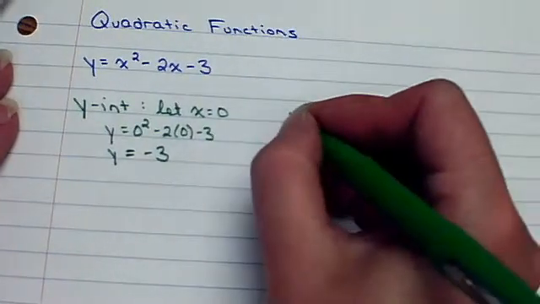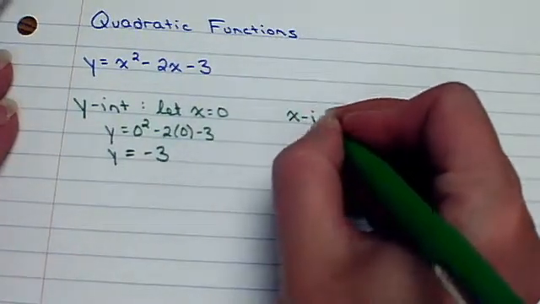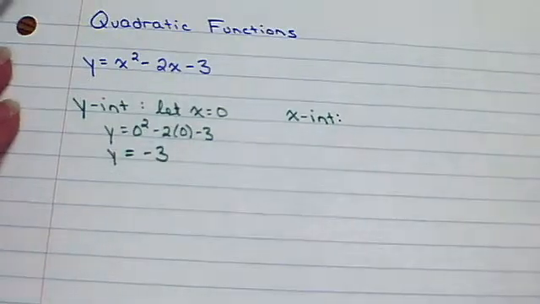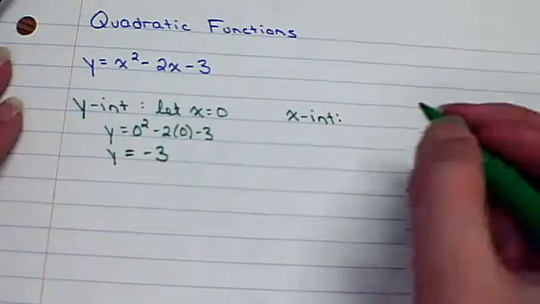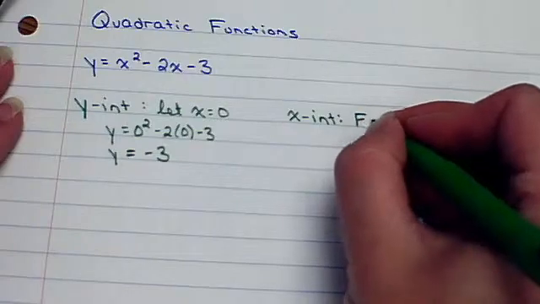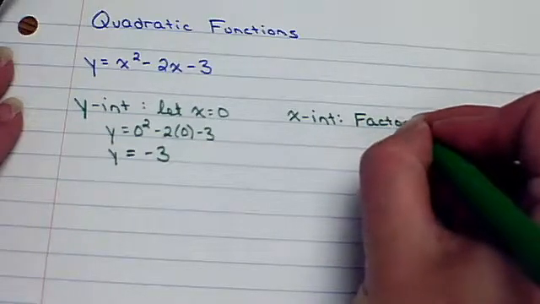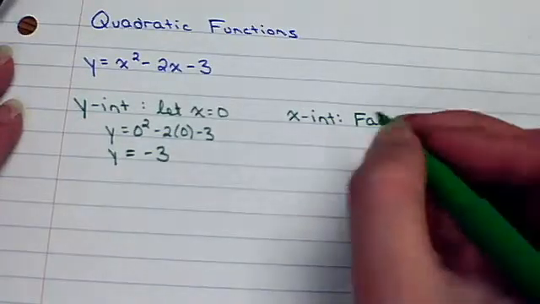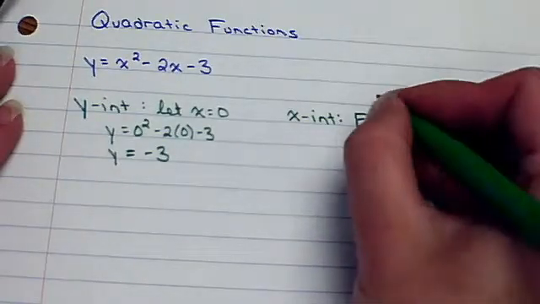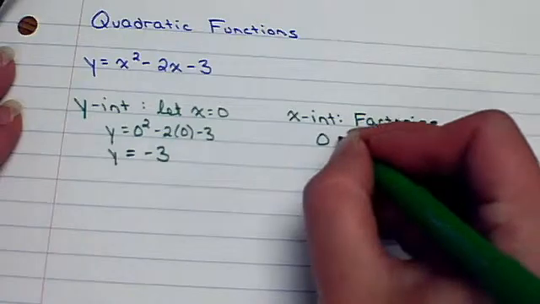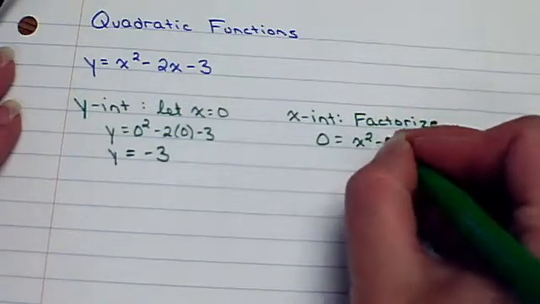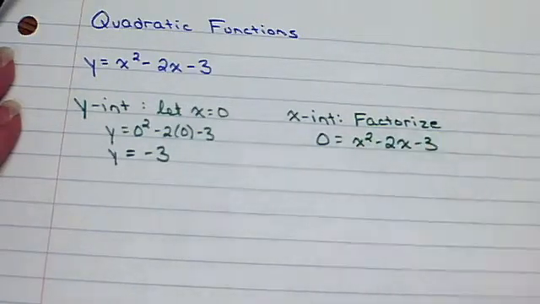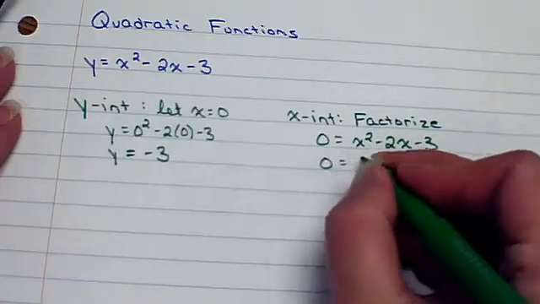Now let's look at the x-intercepts. See if we can find them, because I want to graph this and find out everything I want to know. Now, x-intercept. To find this, we are going to try to factor. Or in IB world, they might call it factorize. It just means to factor. And we're going to let y be 0. So this is going to be 0 equals x squared minus 2x minus 3. Let's factor this and see what we get.